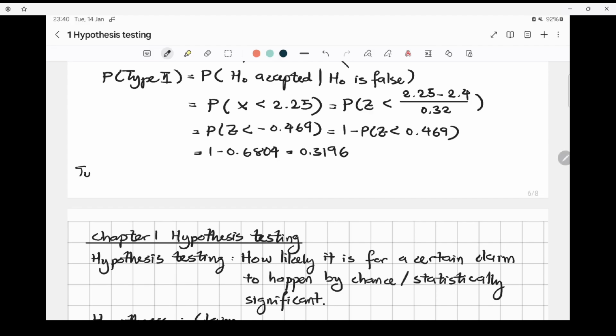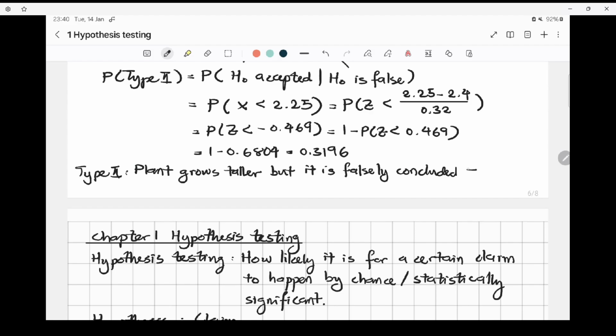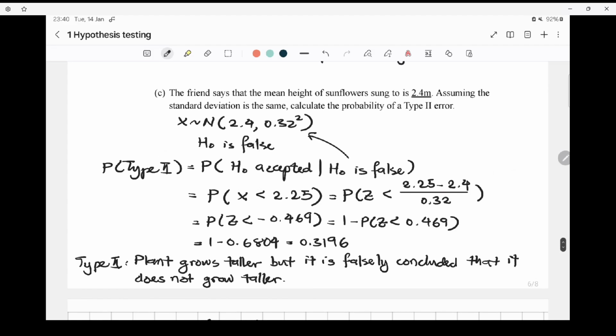So in this context, what is your type 2 error? It means that your plant grows taller, but it is falsely concluded that it does not grow taller. That's what a type 2 error means in this context.